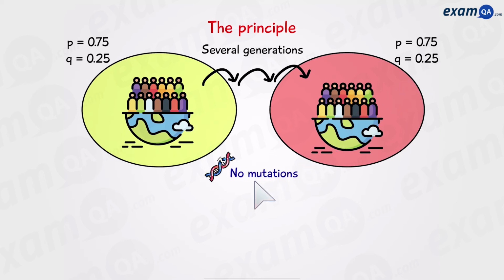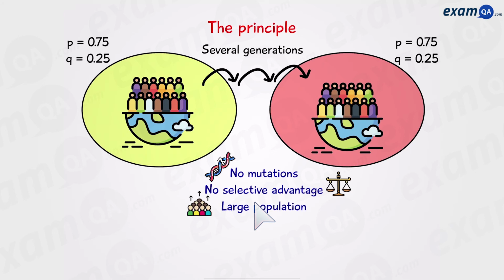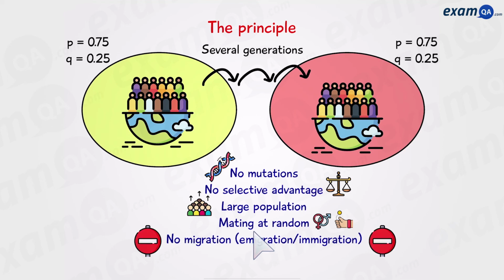Number one, there have been no mutations in the population. Number two, there is no selective advantage of one allele over the other. In other words, individuals that carry either allele will have the same chance of survival. Number three, the population has to be a large one. Number four, individuals within the population are mating at random. And number five, there is no migration. This includes emigration or immigration.